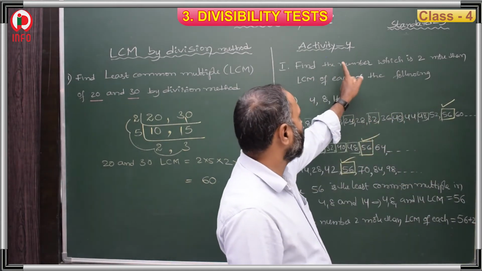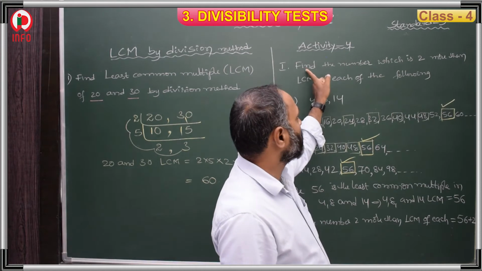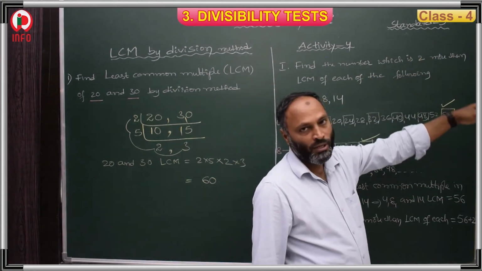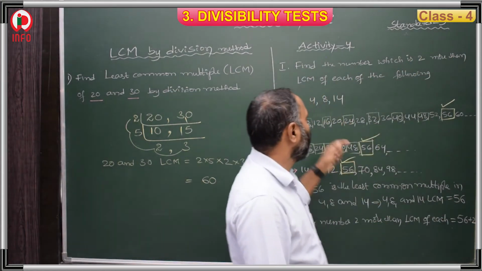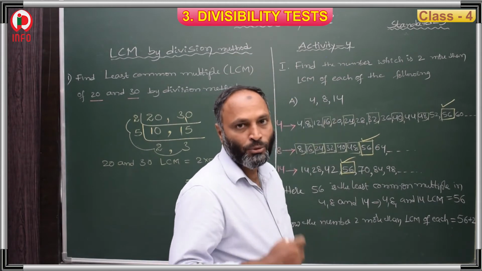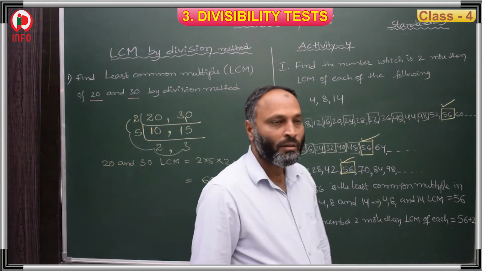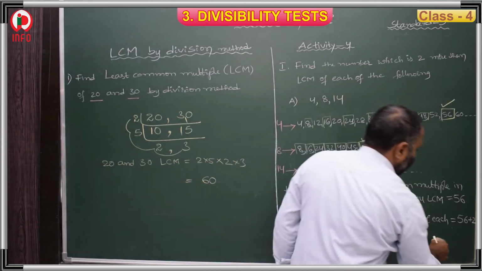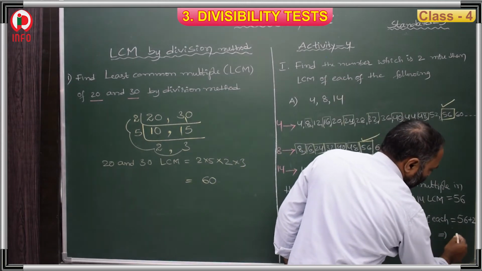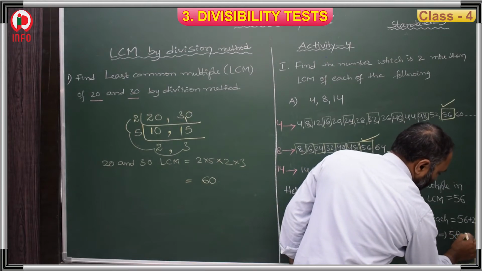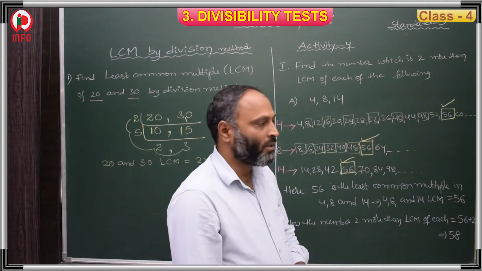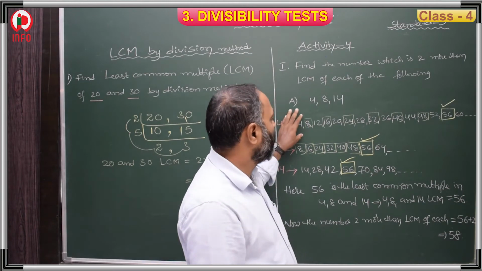Here he is asking not the LCM. He is asking to find the number which is 2 more than the LCM of each number. After finding the LCM we have to add plus 2. Why? Because 2 more than we need. 56 plus 2, 58. This is our answer.